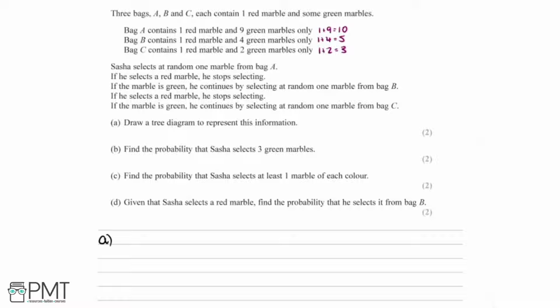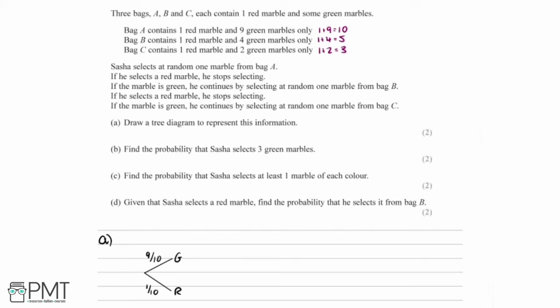Now we know there are 2 possibilities because he could either choose a red marble or a green marble. So we're going to have 2 branches coming off at the start. And it could either be green or red. So we're starting with bag A. So it contains 1 red marble and 9 green marbles. So there are 10 in total. So there's a 1 in 10 chance of choosing a red marble or a 9 in 10 chance of choosing a green marble. Then we're going to move on to the next one.